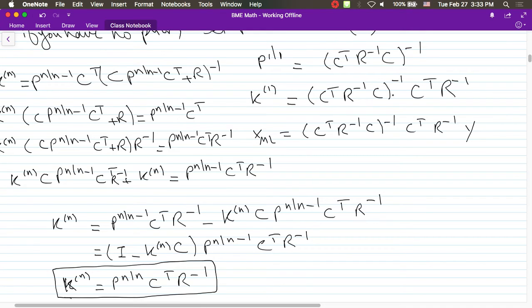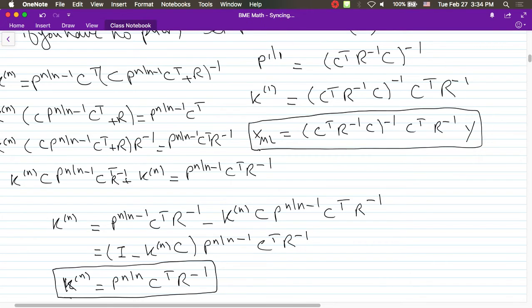I can now write it in terms of the posterior uncertainty times the C transpose R minus 1, so this term here. And I can write my maximum likelihood. So basically what this tells us is that maximum likelihood gives me the answer assuming that your prior was infinite uncertainty. That's the basic idea that I'm trying to show you here. If you look at what we did with maximum likelihood, its meaning is that you have no prior. Kalman gain is the same as maximum likelihood if you had no prior.